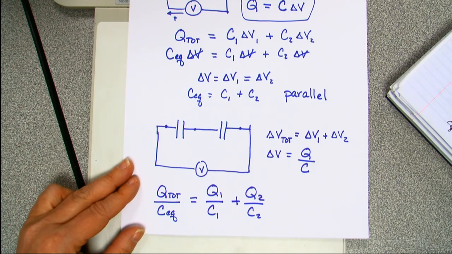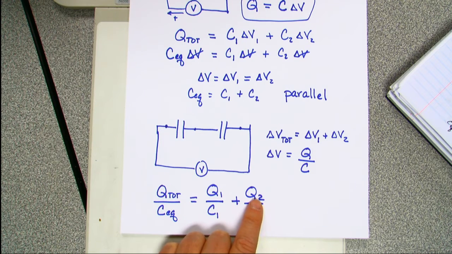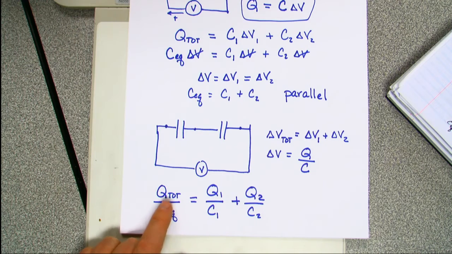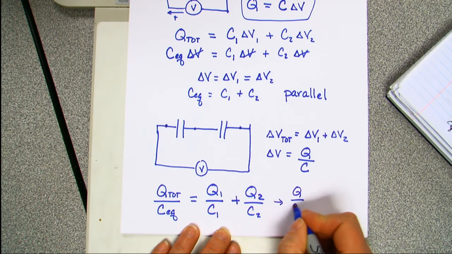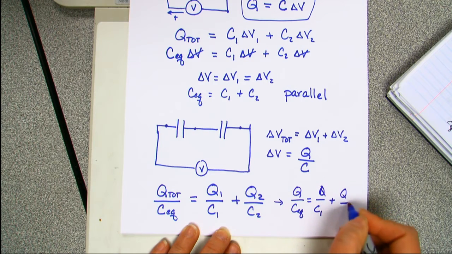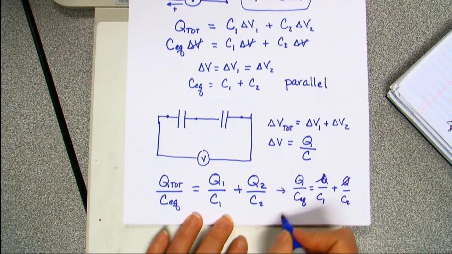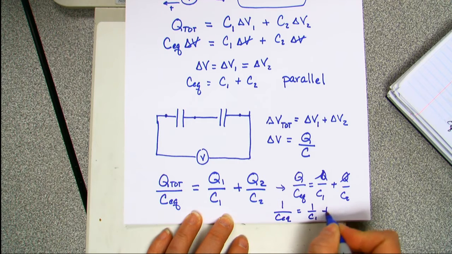But when we have a system in series, it's going to equilibrate. The charge here is going to equal the charge here, and it gets spread throughout the system. So what ultimately happens is that we get Q over CEQ is equal to Q over C1 plus Q over C2. These cancel, and I get 1 over CEQ is equal to 1 over C1 plus 1 over C2.